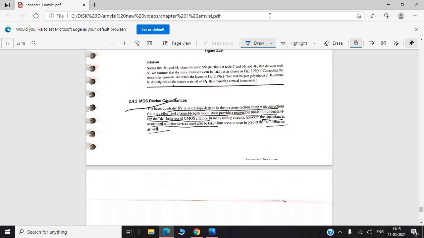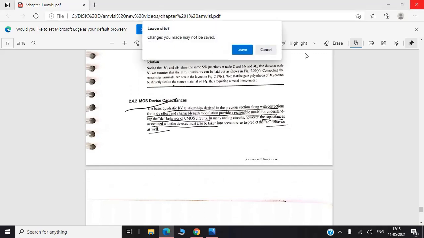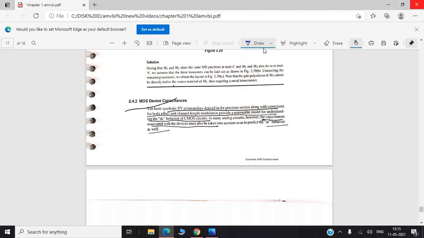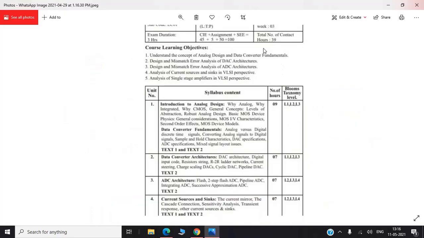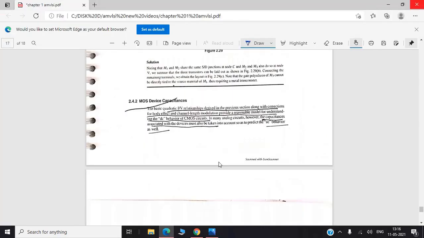So this finishes your first unit. We'll go to the major chapter now, that is your analog to digital converter, that is data converter fundamentals: analog versus digital, and DAC. Okay, in the next class.